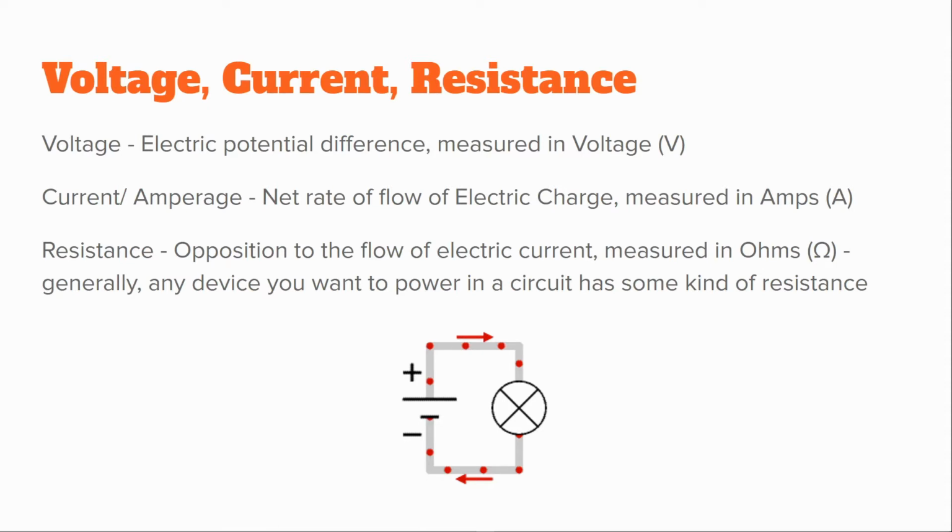Current, or amperage, is defined as a net rate flow of electric charge and is measured in amps. Essentially, it's how much electricity you can pass through at a time. Resistance is the opposition to current and is measured in ohms. Generally, anything you power, such as your phone, refrigerator, or computer, has resistance to it, as it uses the electricity that passes by to perform its functions.